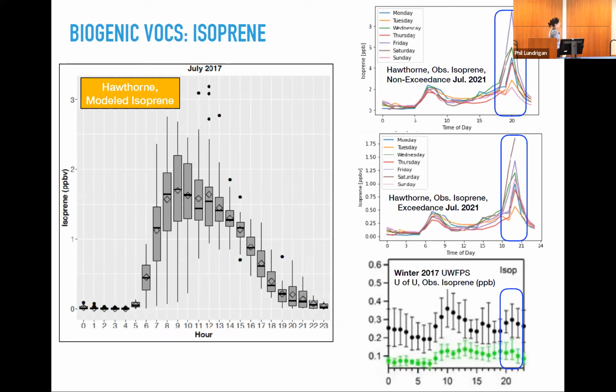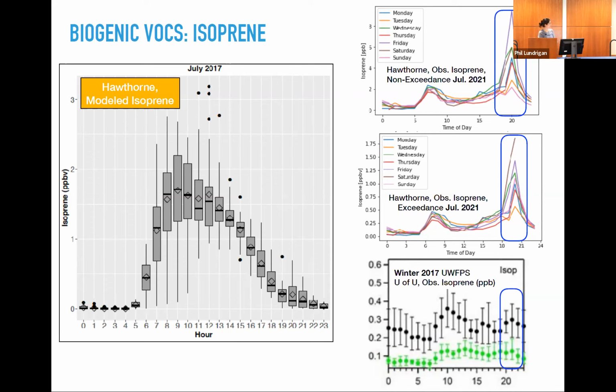So next, we looked at the temporal trend in isoprene. Here we're looking at the hourly trend in isoprene at Hawthorne, modeled versus measurements from summer 2021. The top two are also at Hawthorne, and the lower one is measurements at the U of U site during winter 2017. While these field measurements cannot really be compared to our day-specific 2017 simulations because of the difference in years, they're qualitatively useful to see if we're modeling this trend in isoprene well. I should say that we didn't have any continuous 2017 measurements, which is why we're looking at 2021.